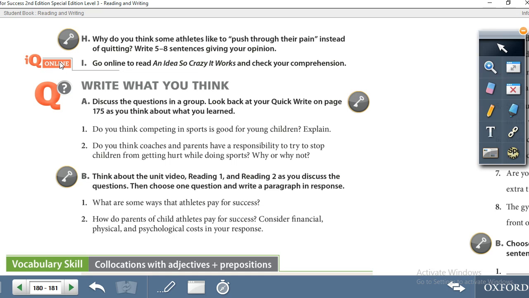It's an IQ online exercise. They say go online to read an idea so crazy it works and check your comprehension. So that's something you're going to do online on the Q Skills account. Next we have write what you think. Discuss the questions in a group. Look back at your quick write on page 175 as you think about what you learned. Number 1, do you think competing in sports is good for young children? Explain. Number 2, do you think coaches and parents have a responsibility to try to stop children from getting hurt while doing sports? Why or why not?